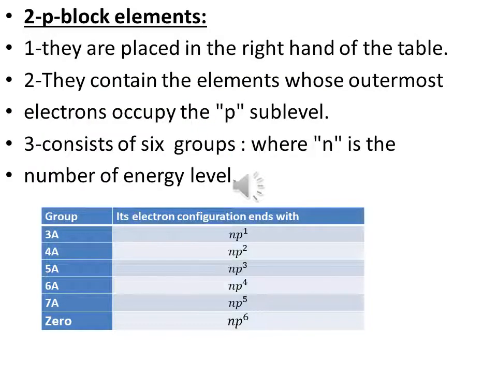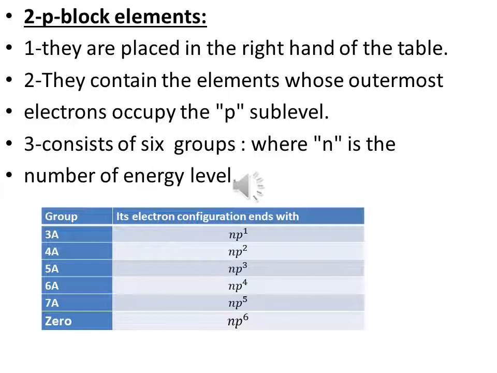Number 2, P elements block. They are placed in the right hand of the table. They contain the elements whose outermost electrons occupy the P sublevel, and consist of 6 groups: 3A, 4A, 5A, 6A, 7A, and 0 group, and that is called inert gases.